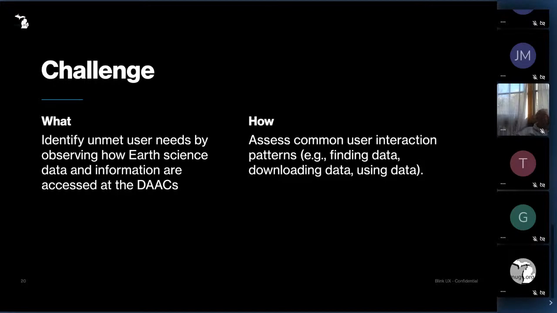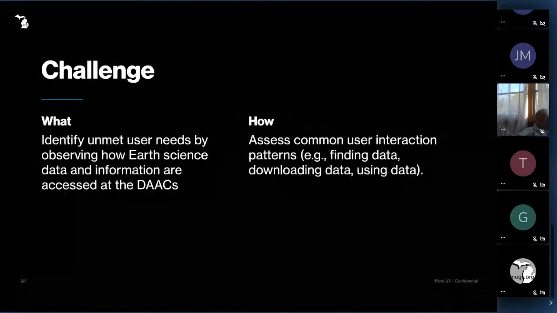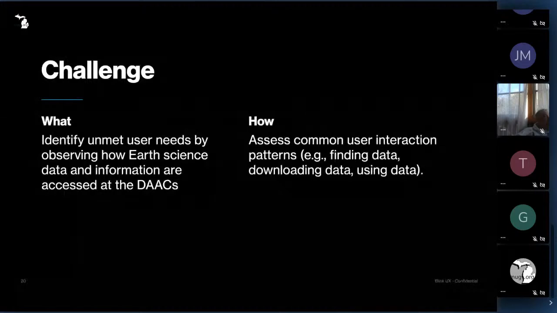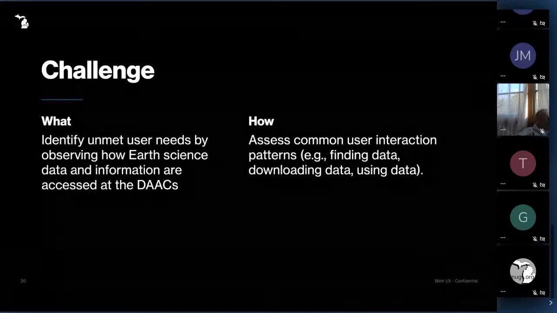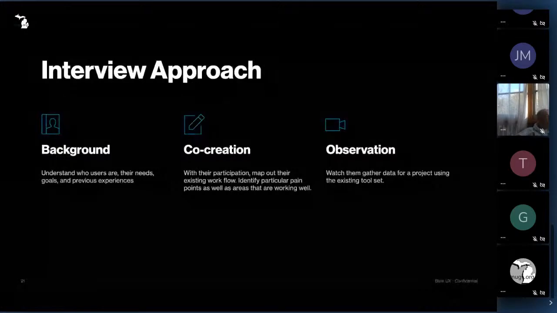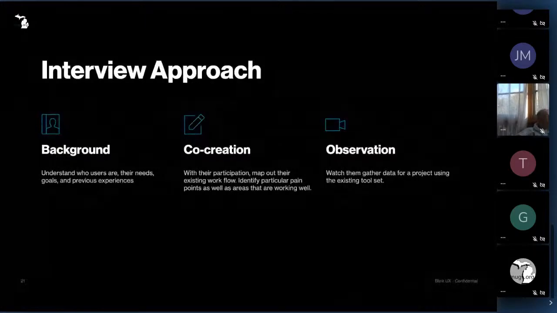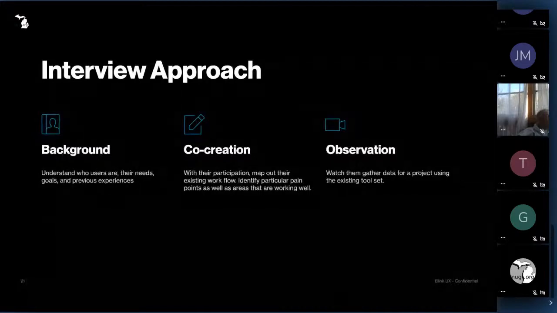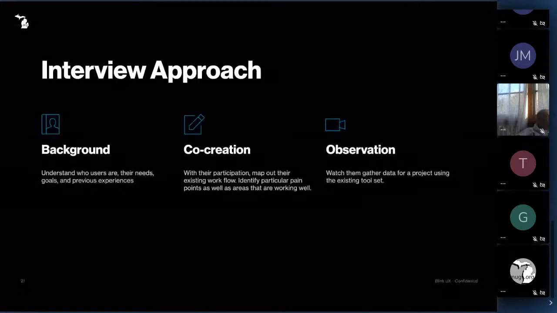And so what we did is we embarked on a study to identify the needs of earth scientists, the people who are using this data, by interviewing them and observing them work. We also did that by assessing common interaction patterns. So how do they go about finding the data, downloading it, and using the data? We ended up conducting interviews with about 90 different scientists in this case. We had a team of people doing this, and we structured these interviews in three components.